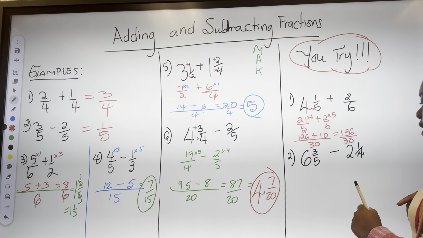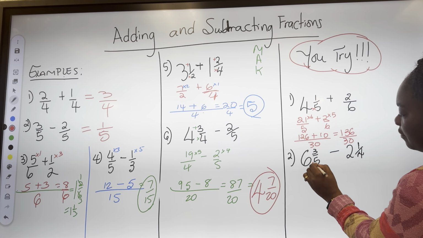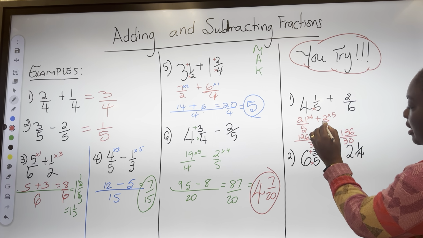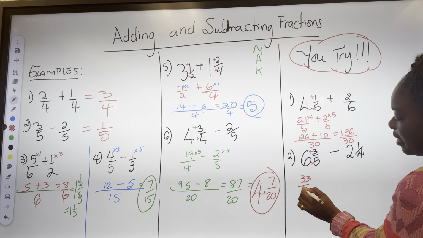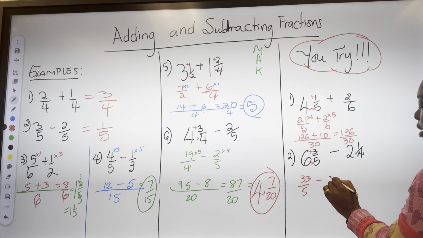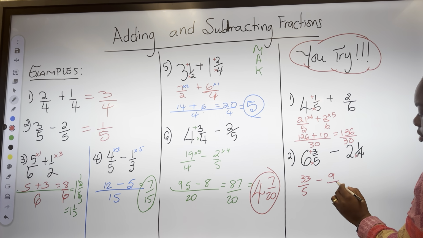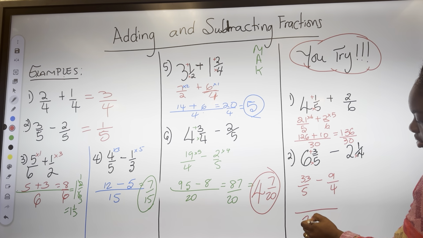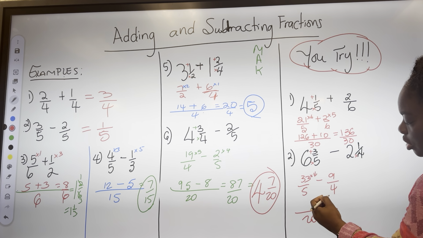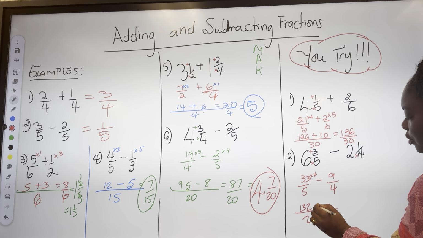Let's go into this one. 6 times 5 is 30, and then add. So that's 33 over 5 minus 2 times 4 is 8, 9 over 4. Again, my LCM is 20. 5 into 20 is 4. 4 times 33 is 132. 4 into 20 is 5, 5 times 9 is 45.